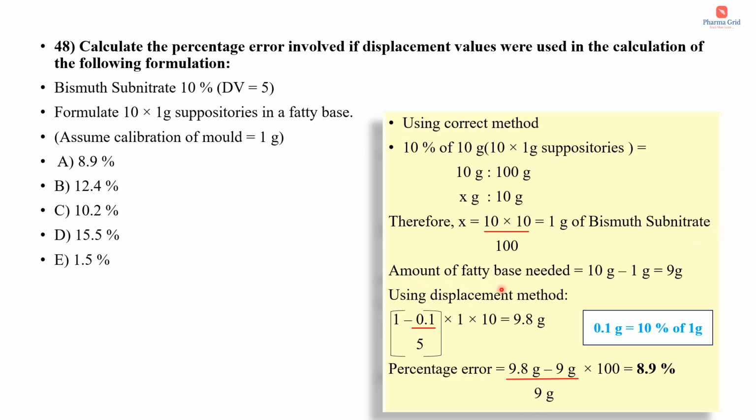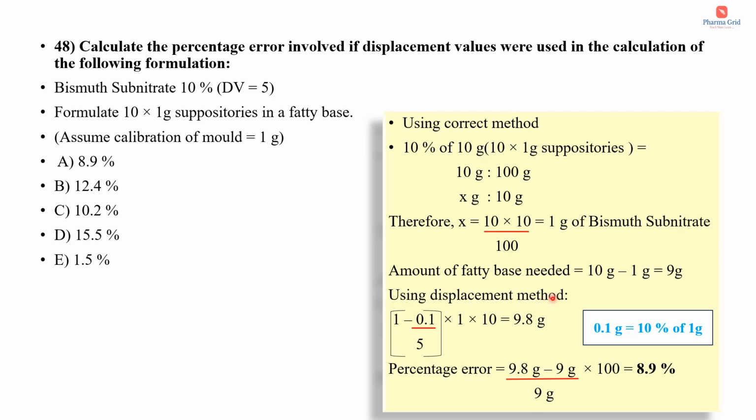So the amount of fatty base needed will be equal to 10 gram minus 1 gram. That is, the amount of fatty base needed is equal to the total weight of the suppository, which is 10 gram, minus the weight of the active ingredient, the bismuth subnitrate, that is 1 gram. So the amount of fatty base needed is equal to 9 gram. Okay, so 9 gram is the amount of the base needed using the correct method.